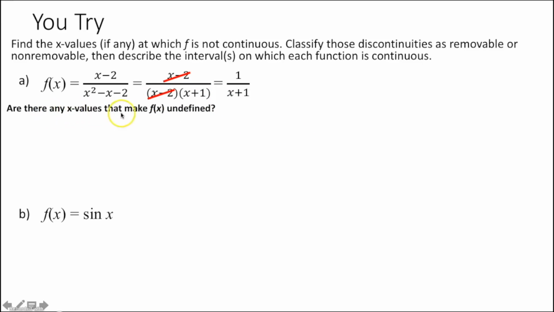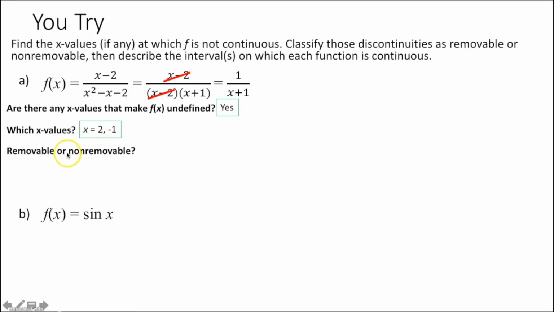So are there any x values that would make f of x undefined, meaning that there would be a vertical asymptote or a hole? Yes, there's going to be a vertical asymptote at x is equal to negative 1. That would cause this denominator to equal 0. We also, remember, canceled out x minus 2. When you cancel something like that out, that's going to create a hole at x is equal to 2, whatever would cause that to equal 0. So we know that there are going to be discontinuities at x is equal to 2 and x is equal to negative 1.